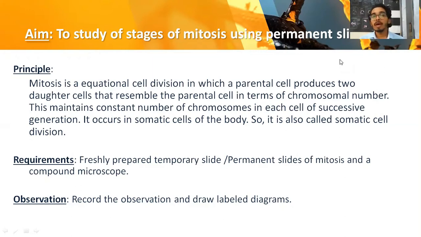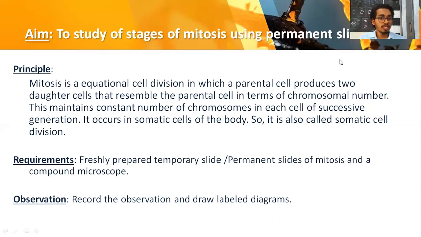This means mitosis can be called equational cell division because if you compare a parental cell and a daughter cell, you will see that the number of chromosomes remains the same. It will not vary. For example, a human cell has 46 chromosomes, that means 23 pairs. So if a cell is undergoing division and producing two daughter cells, the number of chromosomes will remain the same in both the parental cell and the daughter cell.